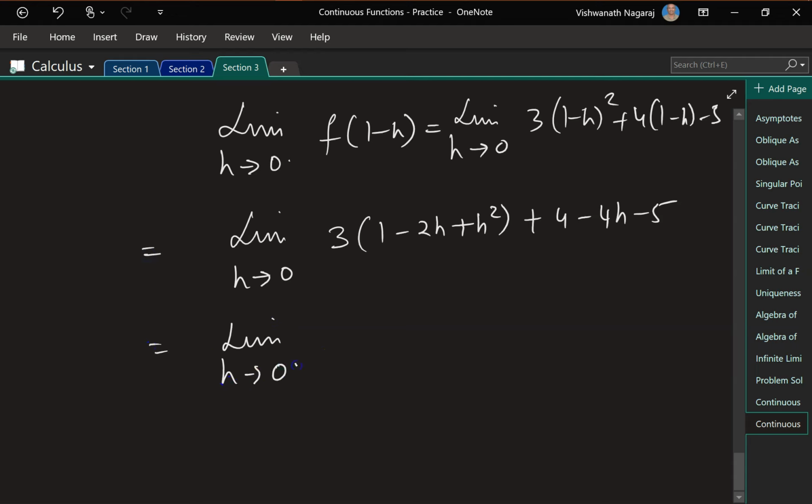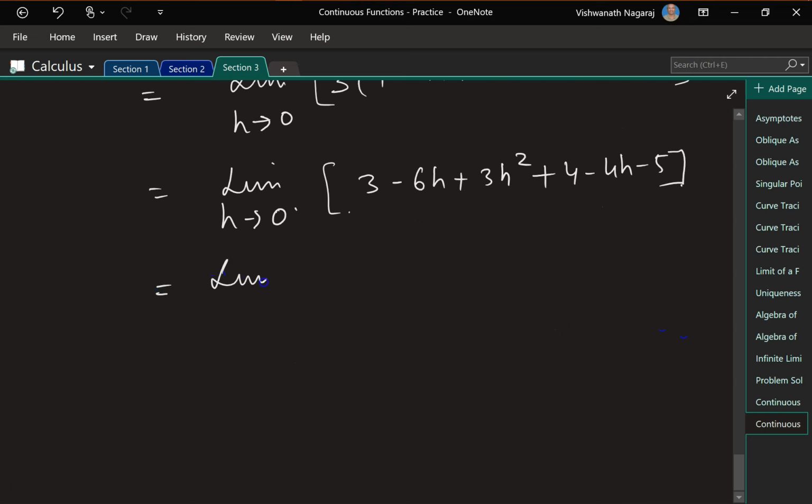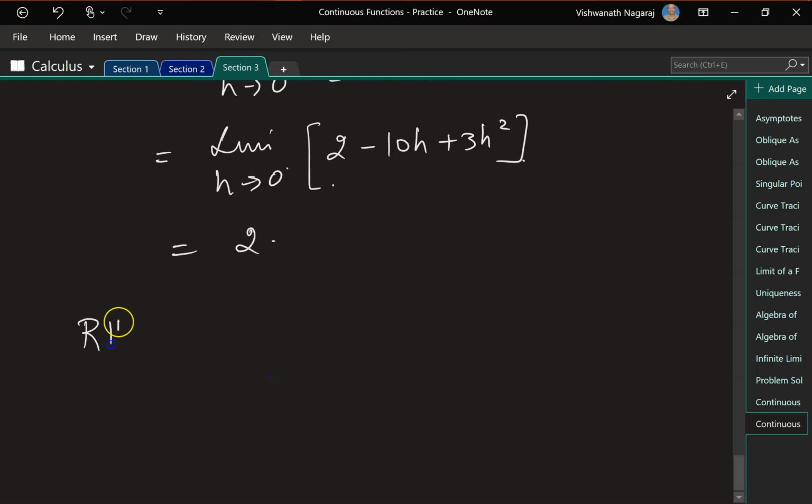Okay, so limit as h approaches 0 of, this whole thing is in a bracket, 3 minus 6h plus 3h square plus 4 minus 4h minus 5, which is equal to limit as h approaches 0 of 3 plus 4, 7 minus 5, 2 minus 10h plus 3h square. Now we take the limit. So when h goes to 0, these two terms disappear and we are left with 2. Okay, now let's look at right hand limit.